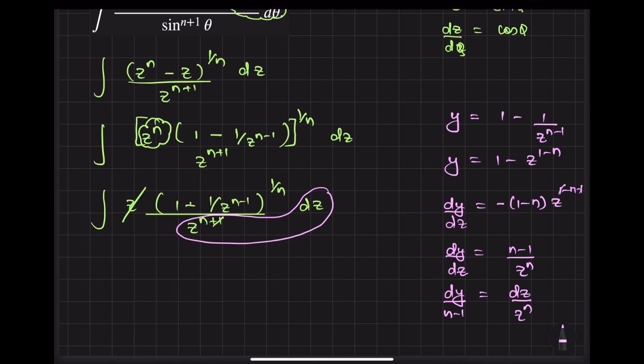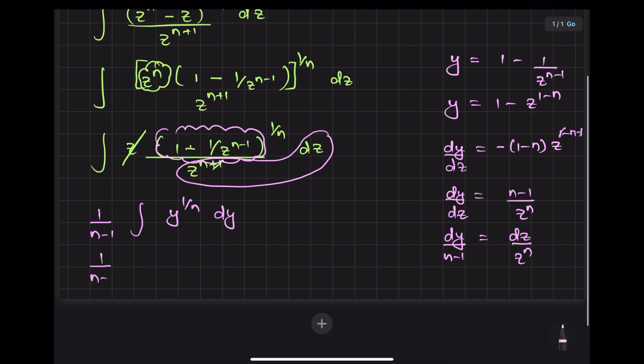So if you have ugly roots, always take maximum power outside. It will help you a lot, I'm telling you. So n minus 1 is a constant, so this thing will be coming outside. And then this bracket part was y^(1/n), and then it is dy. Now do the integration. 1 by (n minus 1) times y^(1/n + 1) upon (1/n + 1), plus integration constant c.